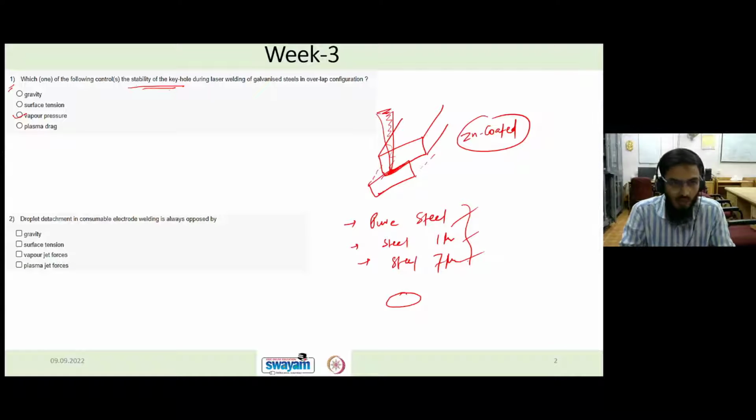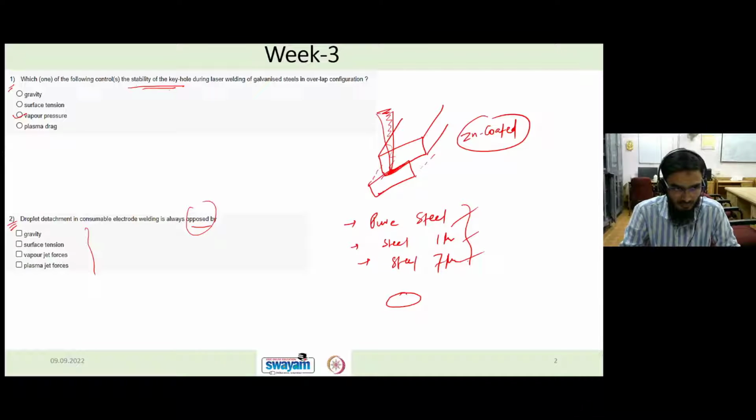Yes, sir. So now we'll try to solve question number 2, which is: droplet detachment in consumable electrode welding is always opposed by. In the last problem we talked about a high energy beam process, that is laser beam welding. Here it is asking about a consumable electrode welding process. So in that case, if metal transfer is happening, what are the forces which will be opposing the metal transfer? You can see the options here and try to answer them.